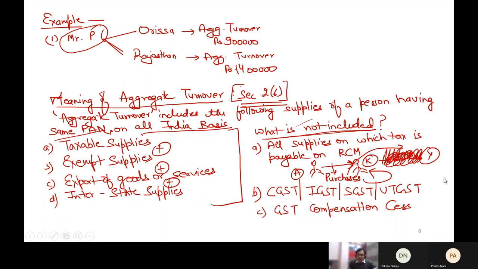Now, before proceeding further, I want to discuss with you the same example, Mr. P having two offices, Odisha and Rajasthan, aggregate turnover 9 lakh and 14 lakh. Can you tell me whether this person is liable for registration or not? Yes or no?